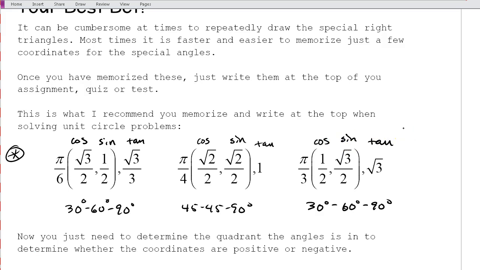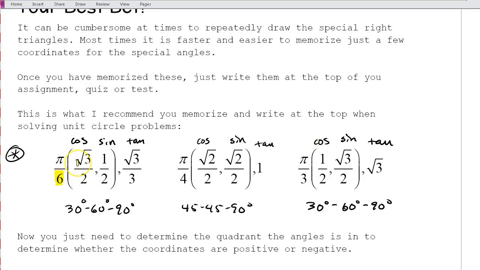Now, one way that you can memorize this is just to take a sheet of paper and fill it up with these three things over and over until you've got it. I do have some little ways that I use to memorize it. For my pi over 6 and pi over 3, they have the same coordinates, they're just flip-flops. So how do you remember which one comes first?